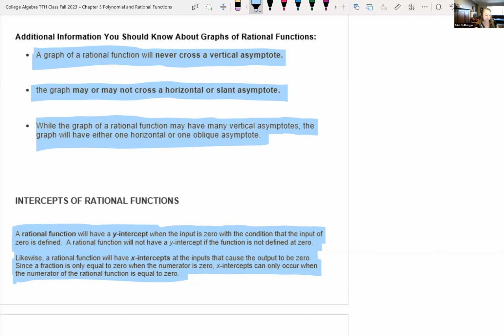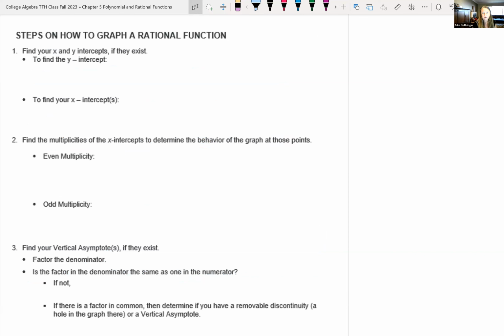So now let's look at putting all of what we just talked about together to graph these rational functions. So in front of us are steps on how to graph a rational function. Some of these don't have to be done in the order that it's stated, but you're going to want to be doing the following to graph your function. So you should find your x and your y intercepts. So to recall, to find your y-intercept, you're going to let x equal 0 and solve for y.